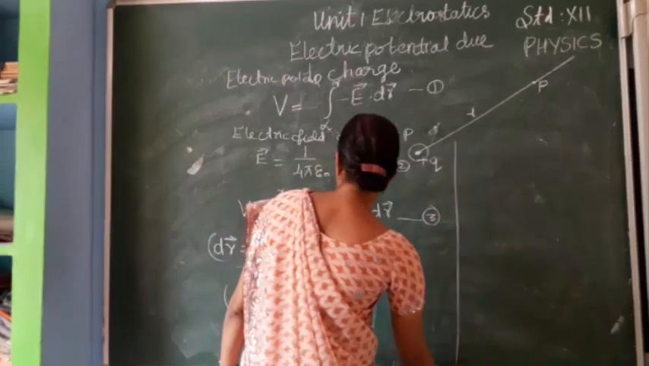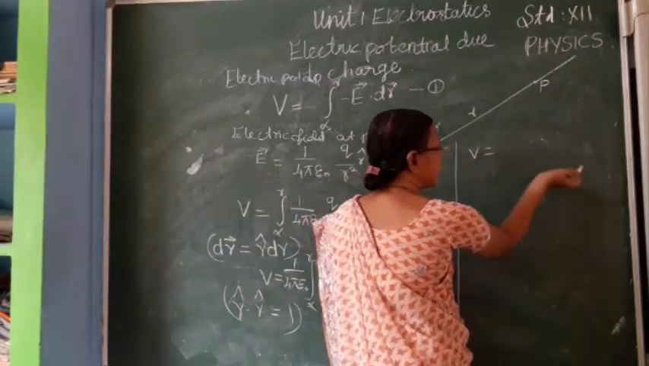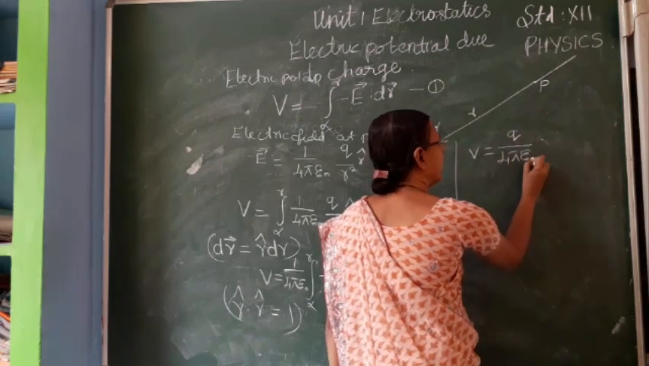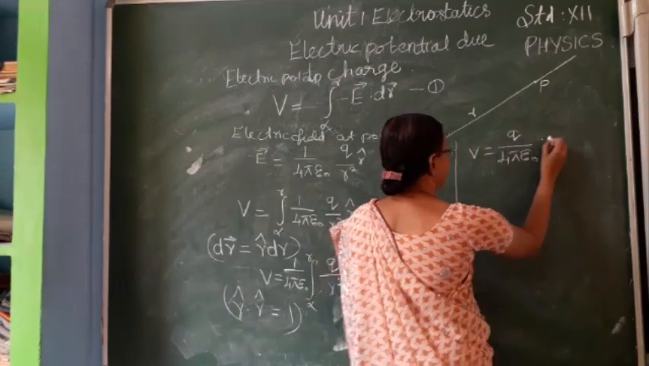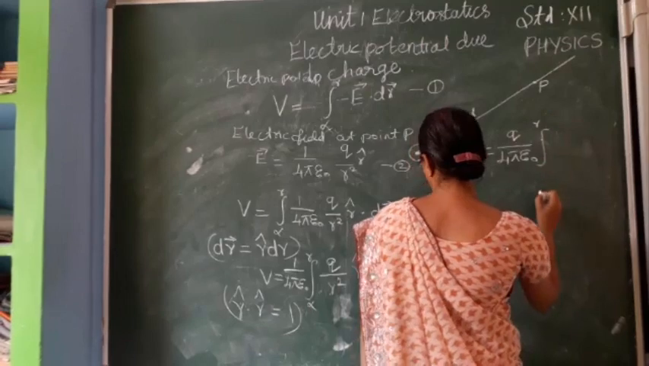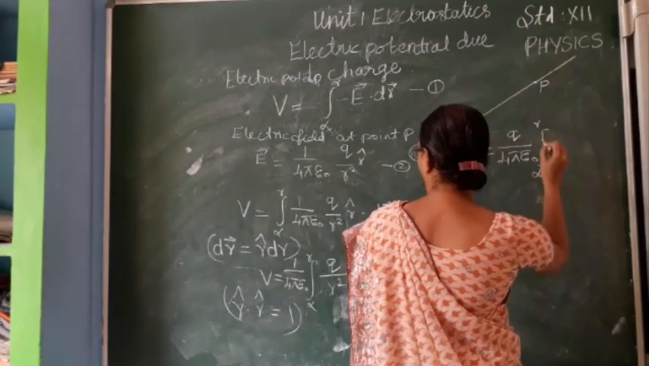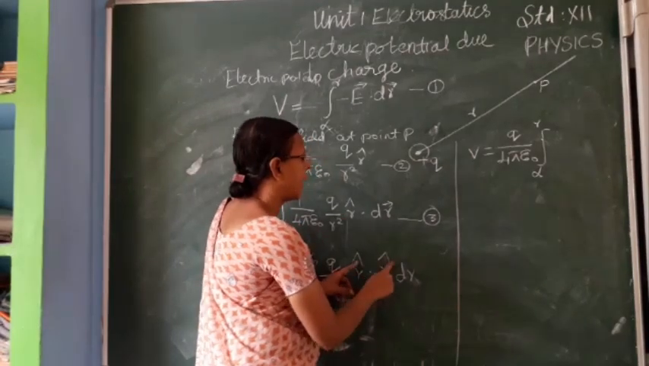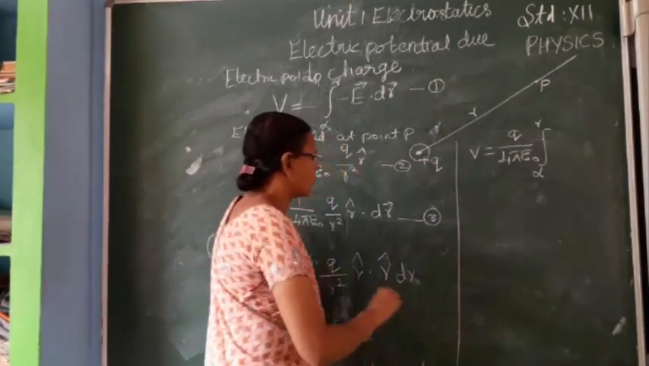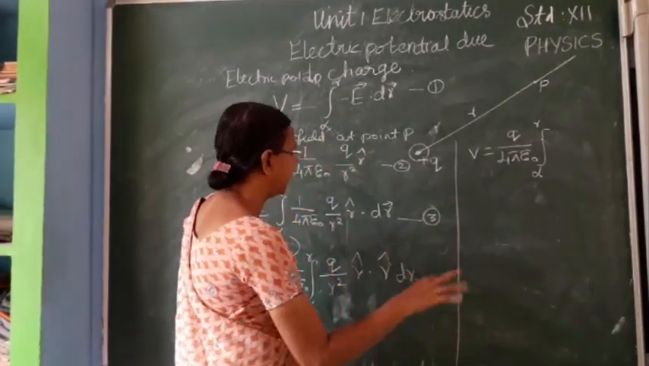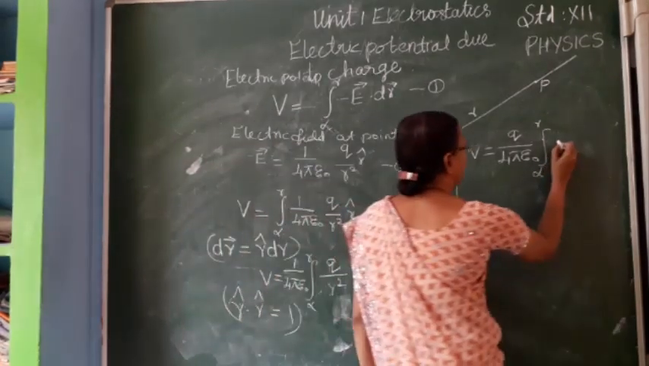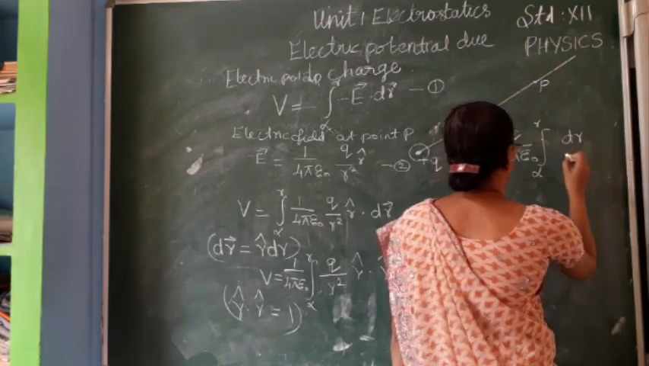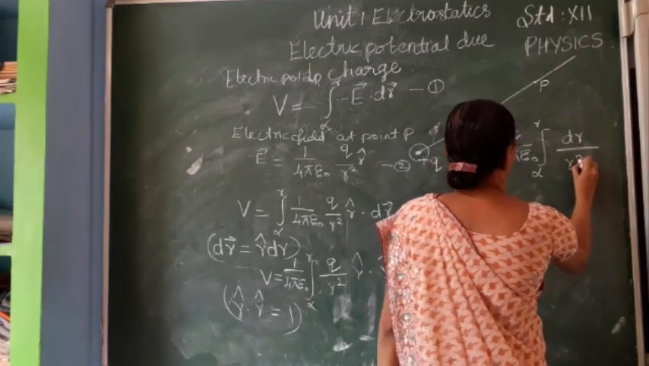While substituting, what do we get? V is equal to this Q, which we can also take outside in this step. So 4 Q divided by 4 pi epsilon 0, integral R infinity to R, R cap dot R cap is 1, so we can eliminate that. 1 into dr, 1 over dr, so we can eliminate that. So dr by R square. Okay.